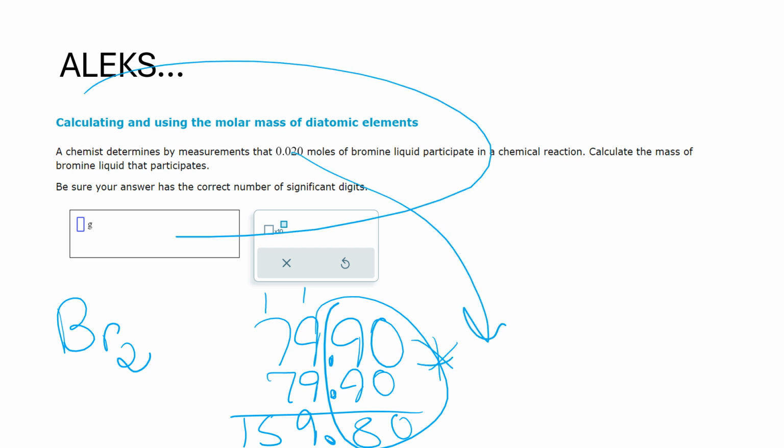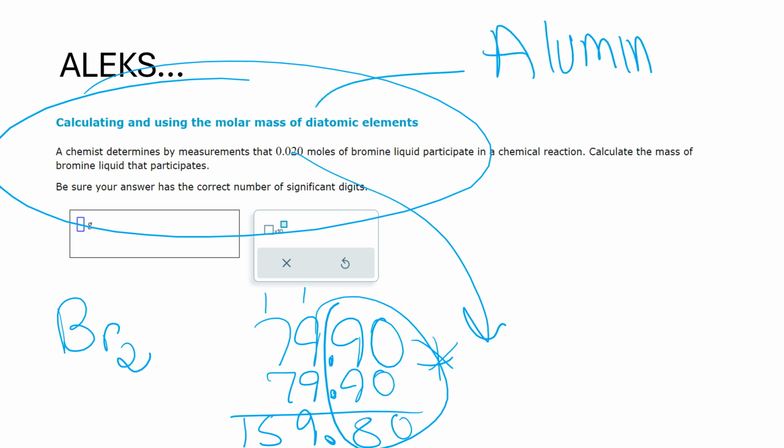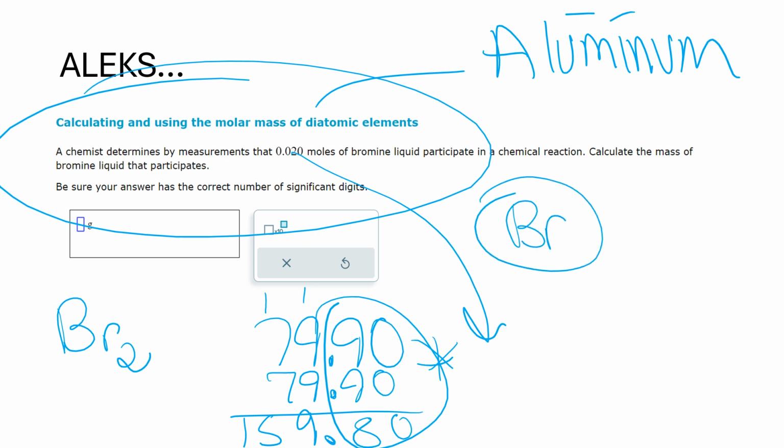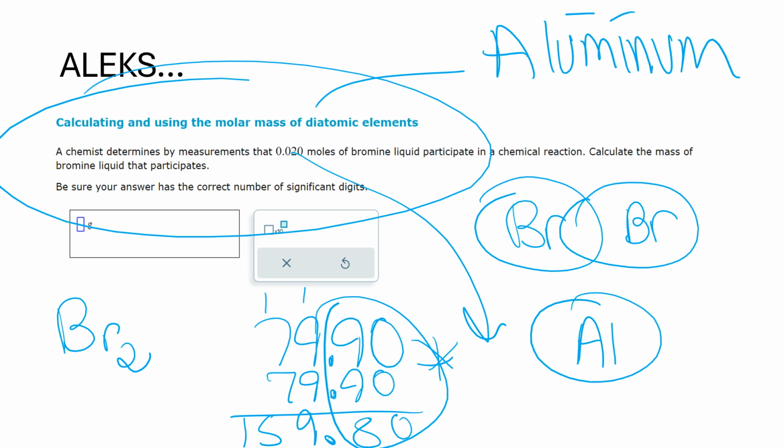Now, if this question gets asked for aluminum, which I don't know, could be a good question, then you know that it's just 1. So bromine looks like this. When we get to it, aluminum looks like this. Because bromine has 2, aluminum has just 1. Therefore, you would not multiply by 2 or add them together.